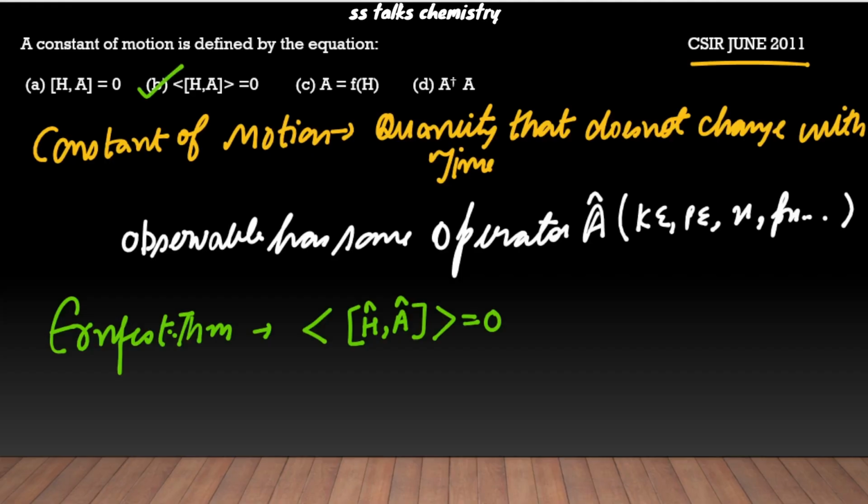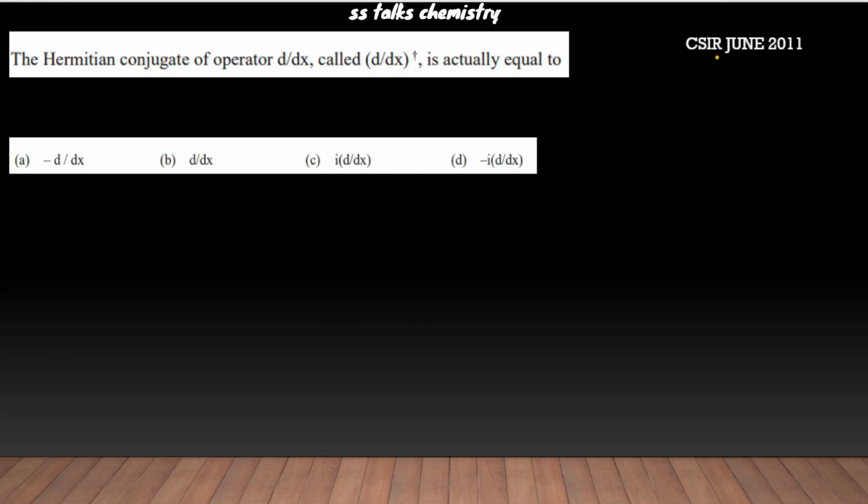I hope it's clear. Now next, this question. The Hermitian conjugate of the operator d by dx, that is d by dx dagger, is actually equal to what? Directly from the properties of the Hermitian conjugate, we know d by dx dagger is minus d by dx. So option A is the right answer.